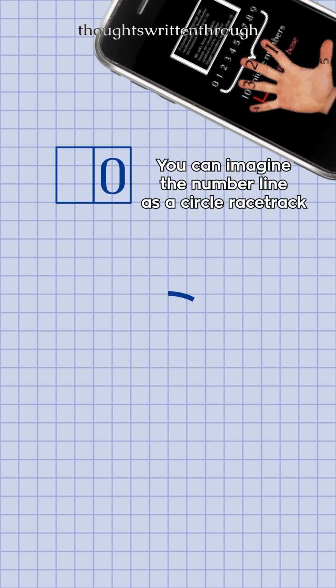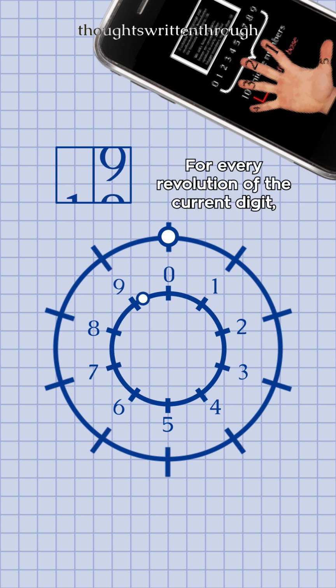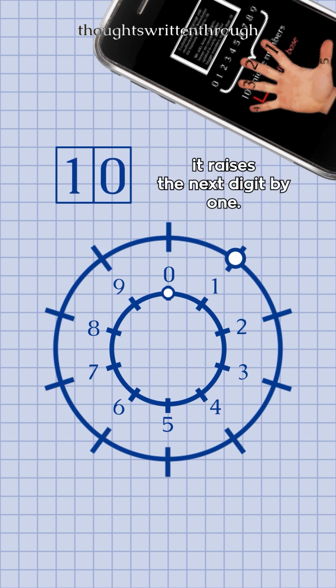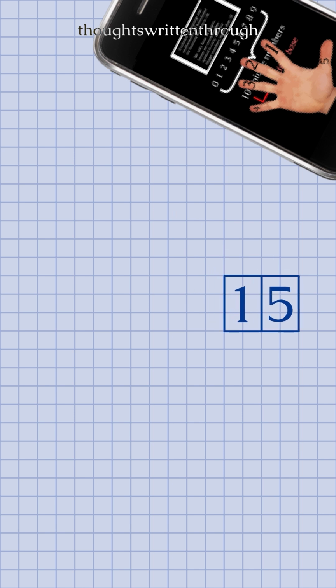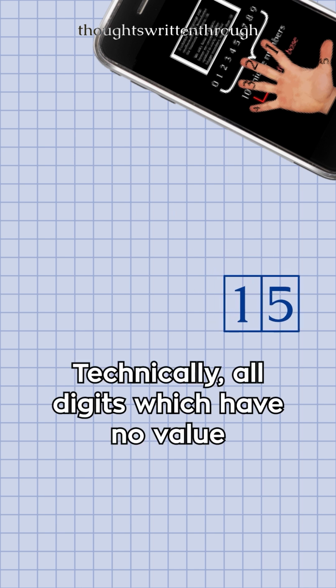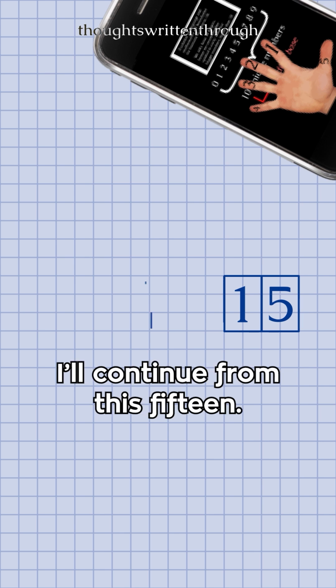You can imagine the number line as a circle racetrack. For every revolution of the current digit, it raises the next digit by 1. This is the number 15. Technically, all digits which have no value can be written with 0. I'll continue from this 15.